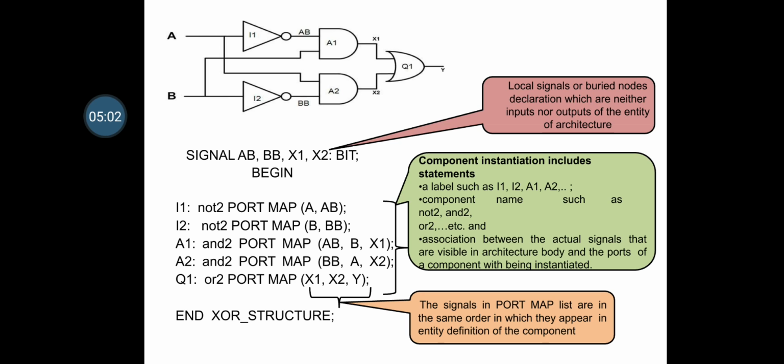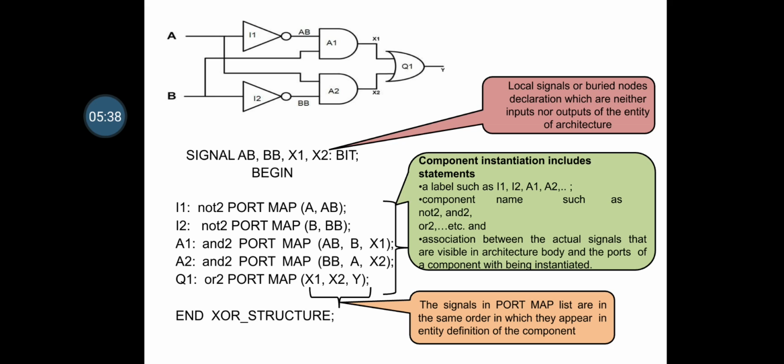So after this begin, you are going to write the VHDL code for the structure, but here now you have to use the component instantiation as we have already studied in structural form. So first is to declare the components, and then you have to use the component instantiation statements. So here you can see I1 is the name given to the NOT gate. So I1 colon NOT 2 is the given component declared, we have already done before. So NOT 2 and the port map.